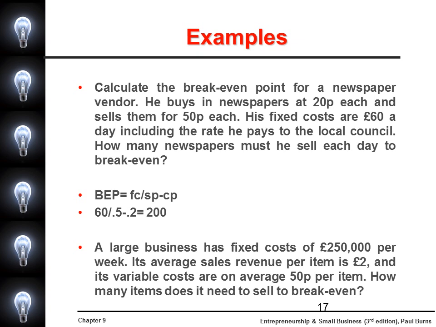So a large business has fixed cost of 250,000 per week. Its average sales revenue per item is 2, and its variable costs are on average 50p per item. How many items does it need to sell to break even? So this is an exercise. You will solve it and answer, then I will tell you its answer in the next slide. I will give you 2 minutes so that you can solve this. The formula is the same which is used above.